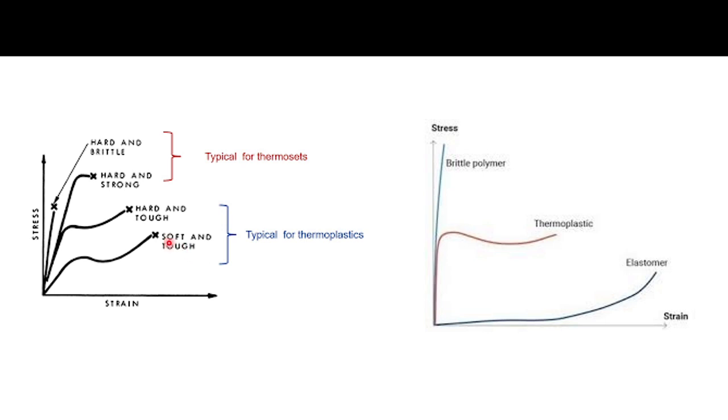So for the soft and tough material, the stress-strain curve will be like this. A lower stress will be needed to get more strain, and we are getting a larger toughness area. So from there we can identify that for a brittle polymer, the stress-strain curve will be very sharp. For thermoplastic polymers we get stress-strain curves with plastic deformation.